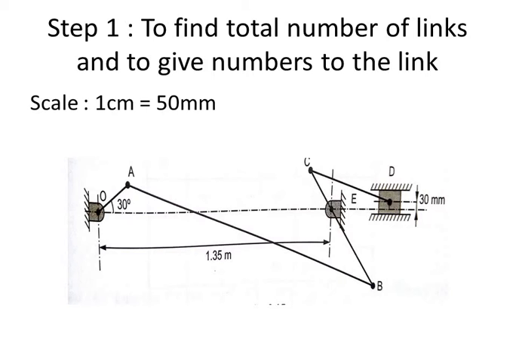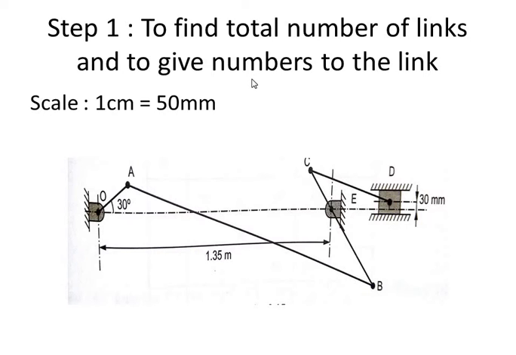So draw this mechanism diagram or configuration diagram at the center of the page, and there should be enough space above and below and on both sides to extend these links. So this is the basic requirement of drawing the configuration diagram. Now with the scale and the given dimensions, draw the configuration diagram. After drawing the configuration diagram, we have to find out the total number of links and we have to give the numbers to the links.